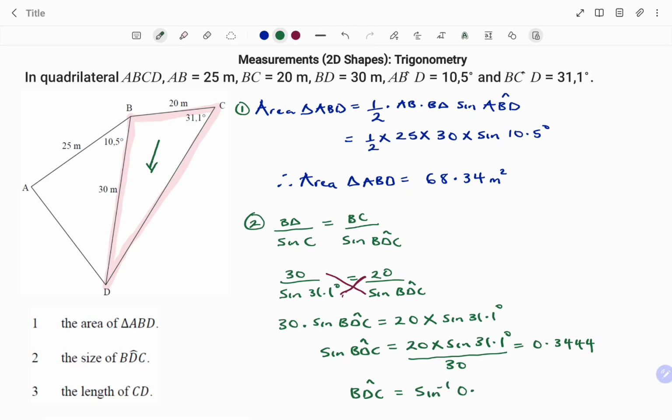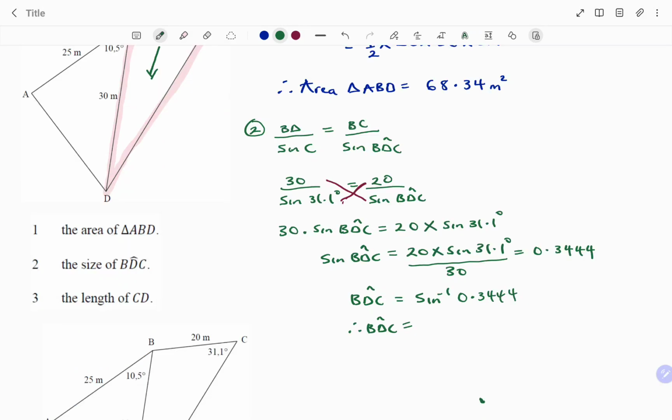Therefore, to find angle BDC, taking my sine to the other side, I'm going to have the arc sine of 0.3444. Arc sine is the second function of sine on your calculator. Therefore, angle BDC equals 20.15 degrees.